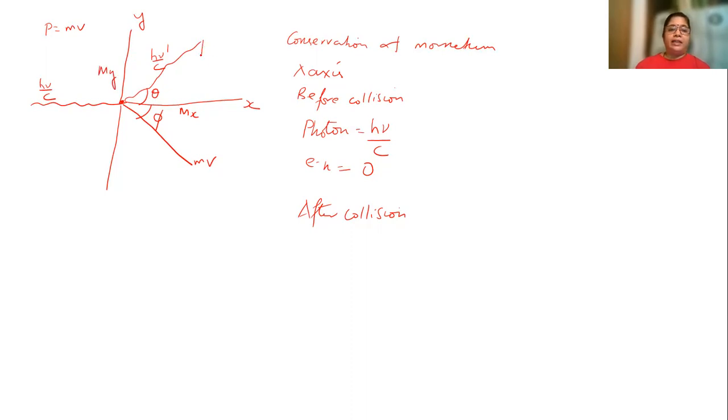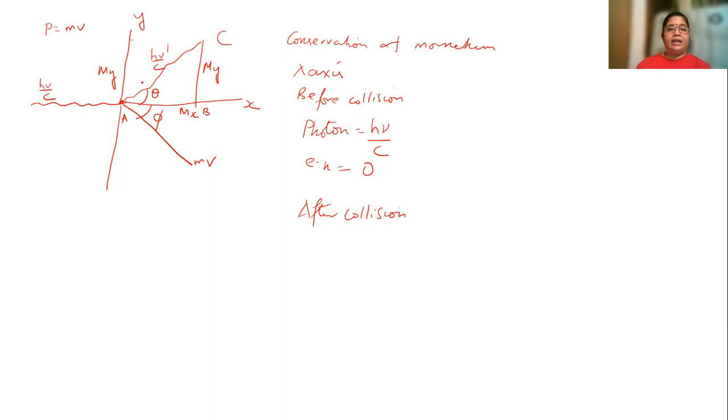So what do I do? Let me complete a triangle. I have a triangle A, B, and C. And this is a right angle triangle subtending an angle theta. This is the adjacent side, and this is the opposite side, which I can call my, because these two are equal, and h nu dash by c is the hypotenuse.